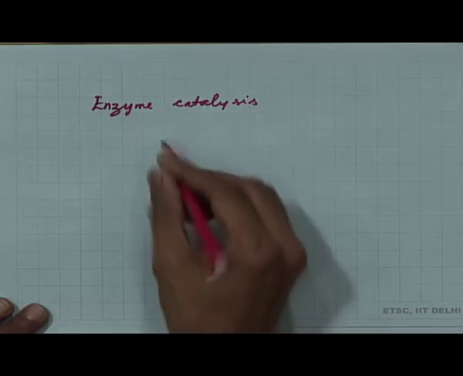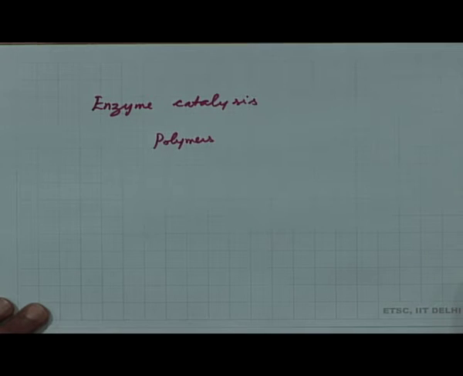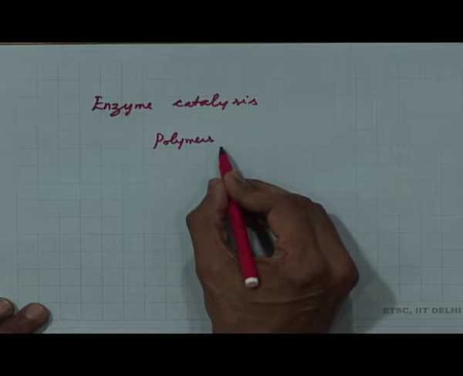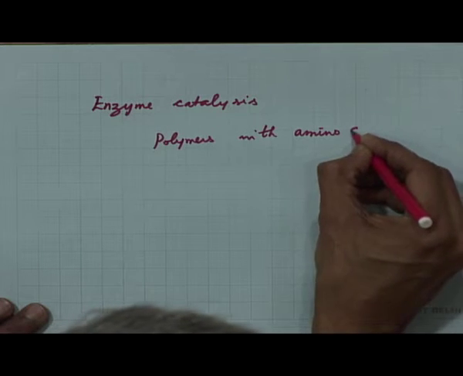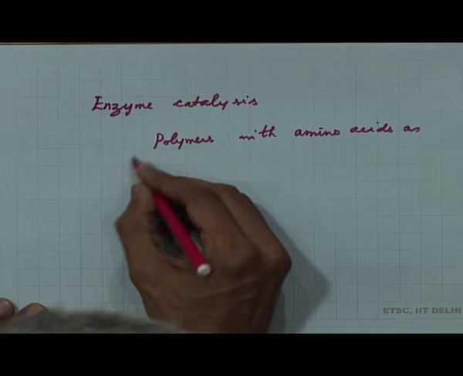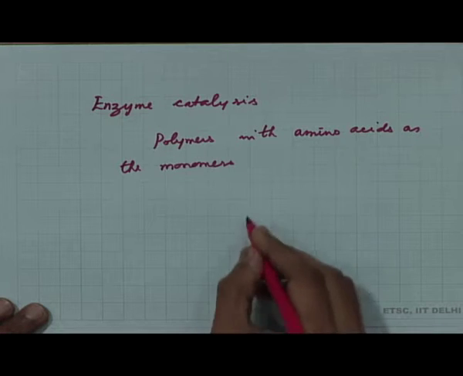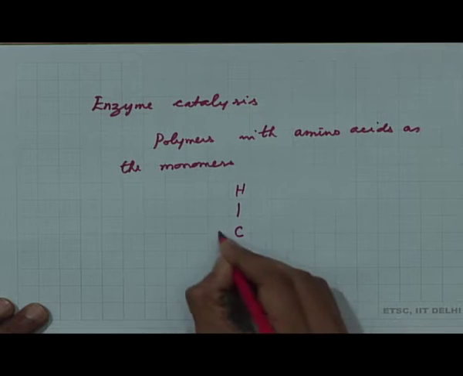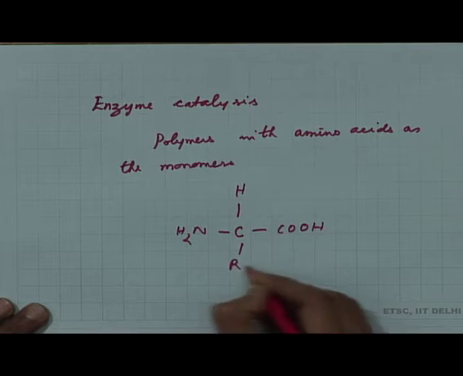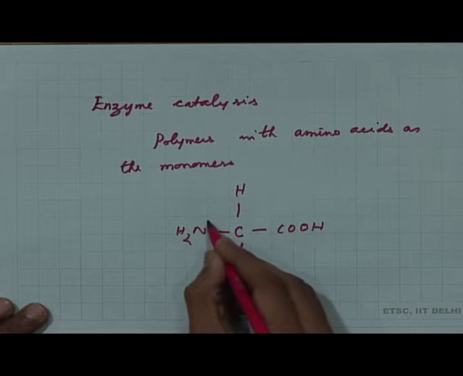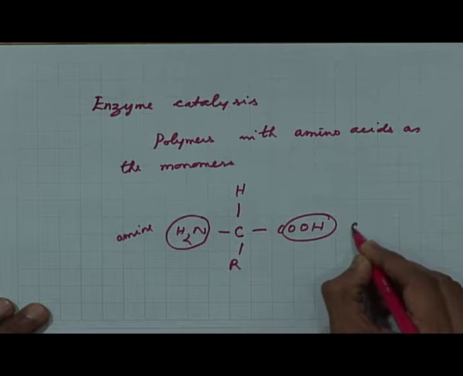Now, enzymes are polymers, and you might have encountered this in your study of organic chemistry. These are polymers with amino acids as the monomers. What are amino acids? If you have a molecule with this general formula, this is an amino acid, this is an amine, and this is a carboxylic acid.